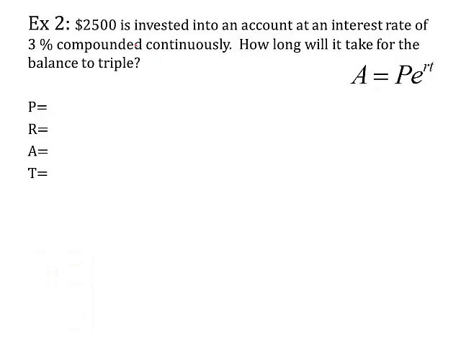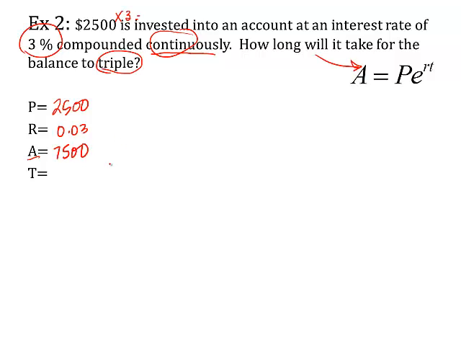All right, let's try this problem. $2,500 is invested in an account with an interest rate of 3% compounded continuously. How long will it take for the balance to triple? Okay, keyword. Continuously tells us I'm using this equation as opposed to the other one. So let's figure out our PRT values. Principal was $2,500. The rate, 3% as a decimal, is 0.03. A is the account balance. Well, what am I looking for? It says, ask me how long it would take for it to triple. So 2,500 times 3 is $7,500.